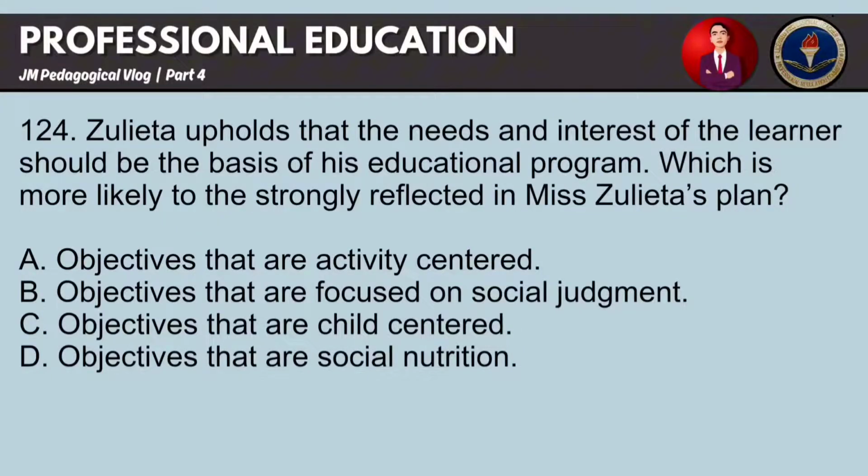Zulieta upholds that the needs and interest of the learner should be the basis of his educational program. Which is more likely to be strongly reflected in Miss Zulieta's plan? A. Objectives that are activity-centered. B. Objectives that are focused on social judgment. C. Objectives that are child-centered. D. Objectives that are social nutrition. C. Objectives that are child-centered.